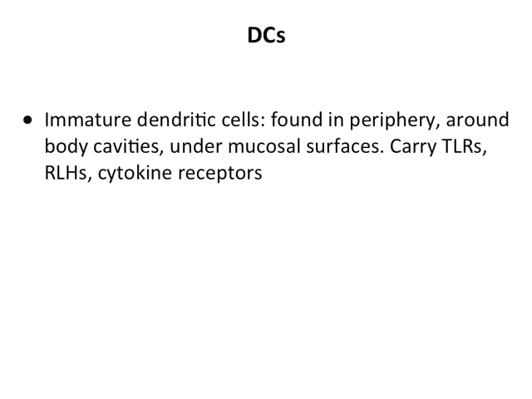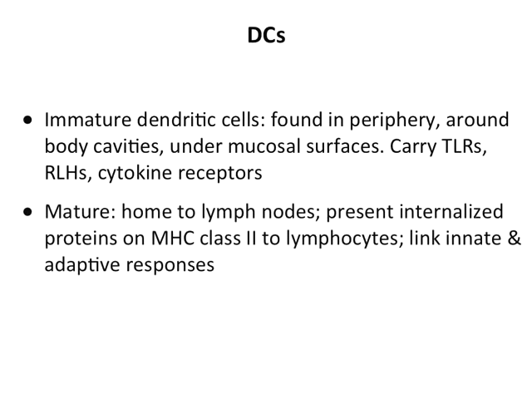They have a whole variety of receptors, toll-like receptors. They have the RIG-I-like helicases in their cytoplasm. They have cytokine receptors, and we'll see what those are for in a moment. So they're present in the periphery and body cavities as immature DCs. When they sense something that shouldn't be there, they get activated, they mature, and they go to your lymph node, and there they talk to lymphocytes.